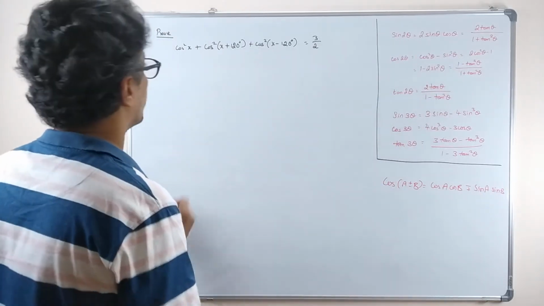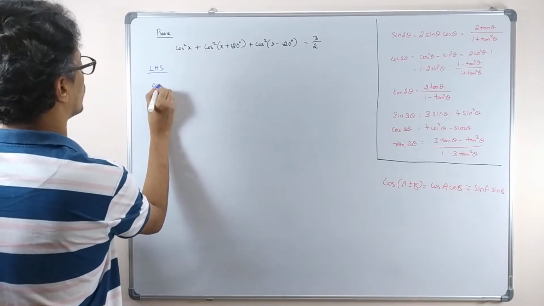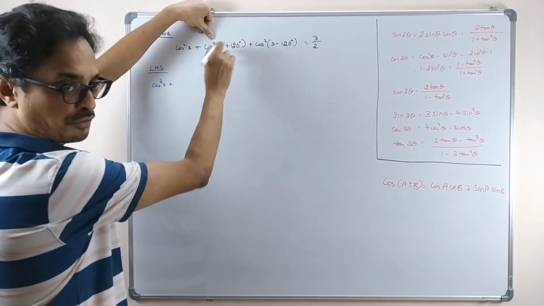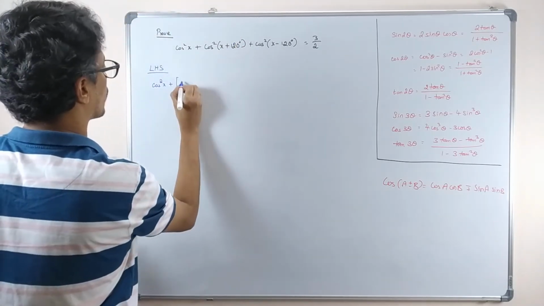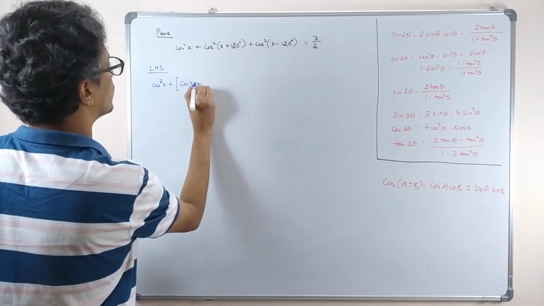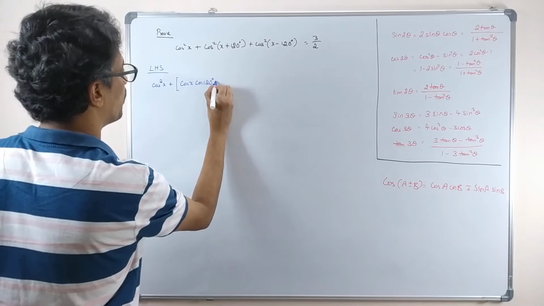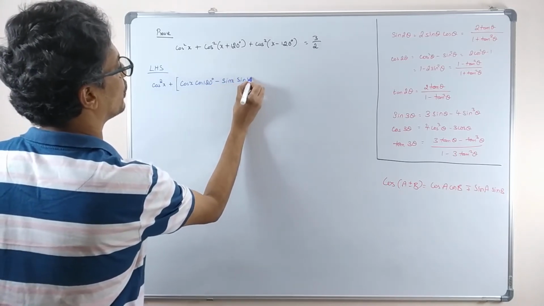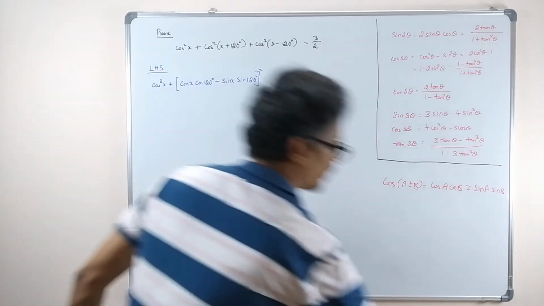So LHS, let us try. LHS will be what? cos square x plus, this is cos of a plus b whole square. So that will be cos x cos 120 degree minus sin x sin 120 degree whole square. Now, you got it? So we have a square there.